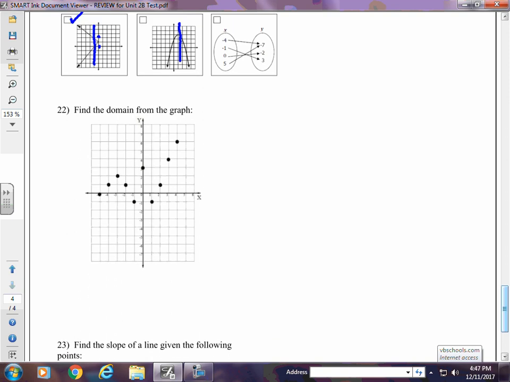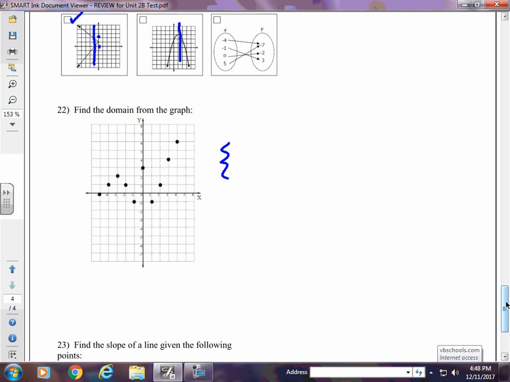For number 22, you want to name the domain from this graph, and notice the graph has a lot of dots on it, right? So we are potentially looking at a lot of answers here. Remember, domains are the x values, so we're using the x-axis, right? So each dot actually has a spot on the x-axis, and if it makes you feel better to do the ordered pairs, then do the ordered pairs.